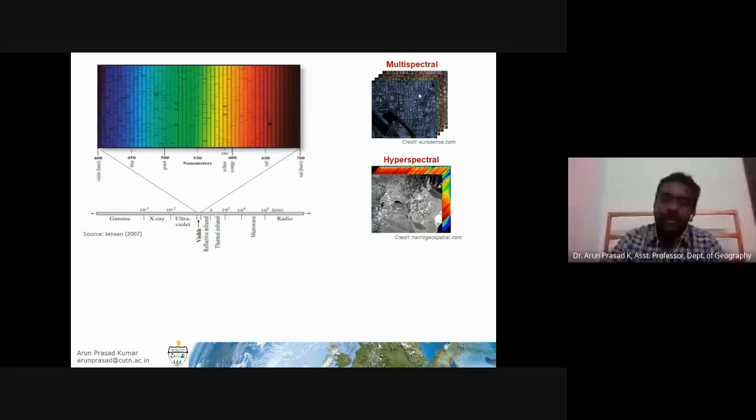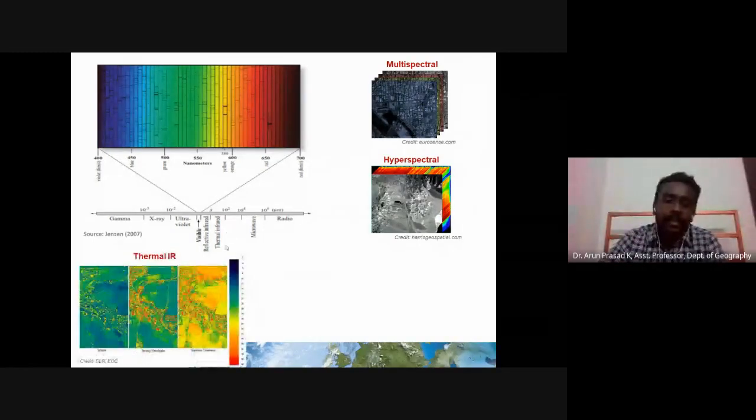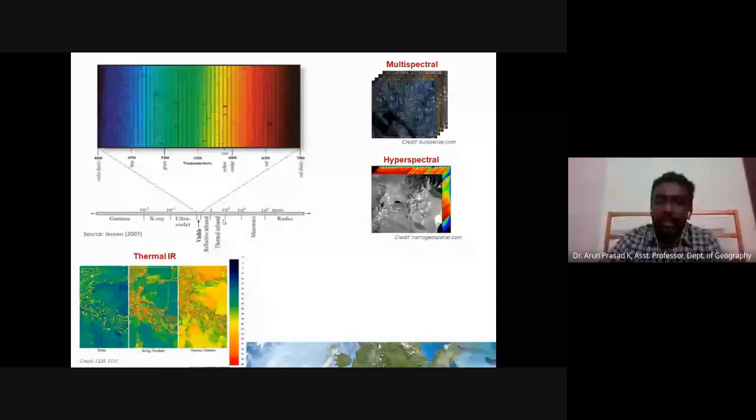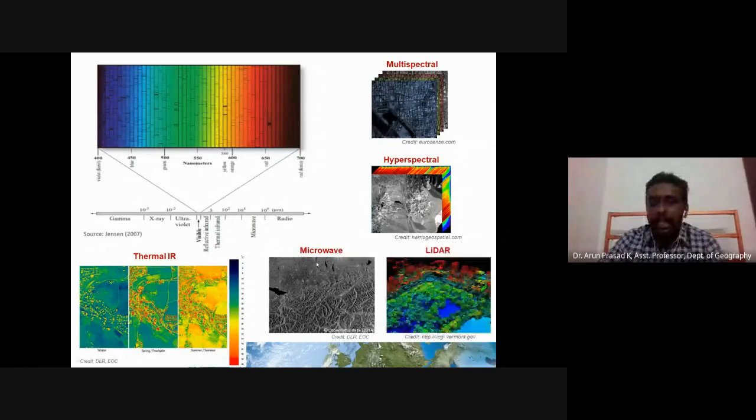And next one is thermal remote sensing. Thermal remote sensing uses the thermal infrared region, which is 8 to 14 micrometer. And next, microwave, which is radar remote sensing. And we have LIDAR. LIDAR uses laser pulses and is basically used for altitude mapping.